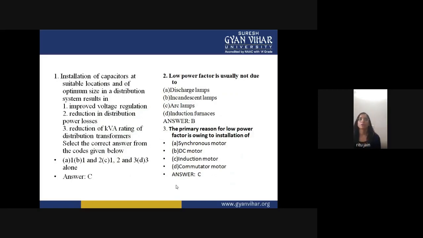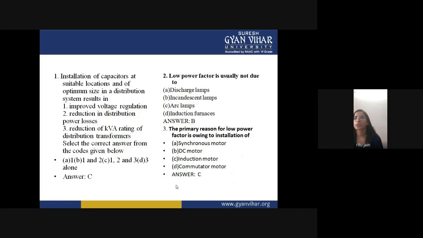Okay, so this is all about our lecture, and there are some questions based on this lecture. The first question is: the installation of capacitors at suitable locations and of optimum size in a distribution system results in, improved voltage regulation, reduction in distribution power loss, reduction of kVA rating of distribution transformer. You can see that all three are correct, so C is the option for this question.